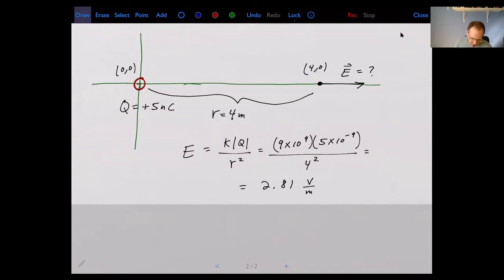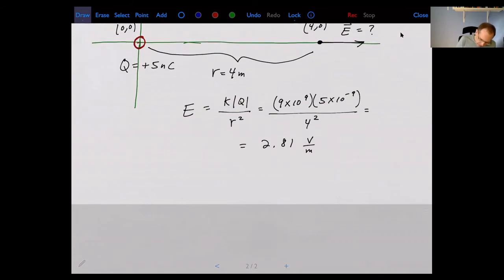And in this case, because we know based on our coordinate system that it's right along the positive x direction, then I could write the vector as equal to the magnitude, in the i hat direction. None of that vector is in the j. It's all in the i hat, positive x direction. And again, this is in volts per meter. So that's really all you need to do to calculate the electric field.